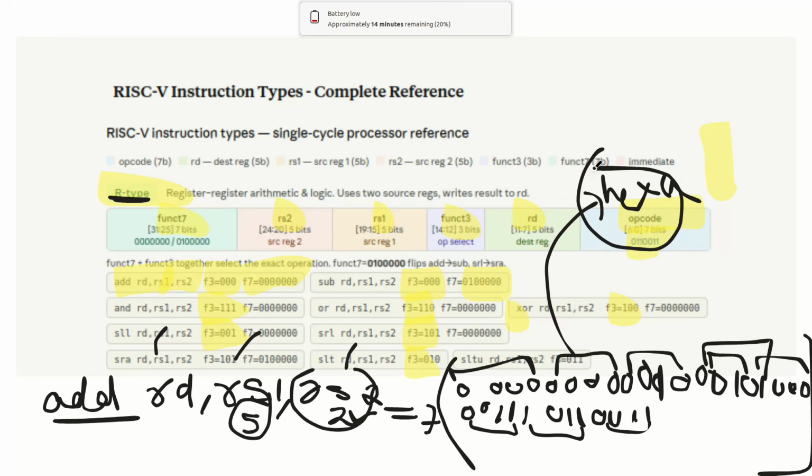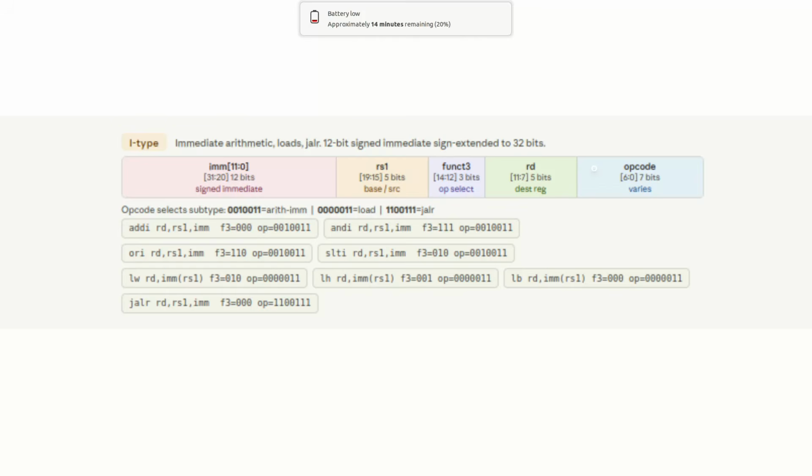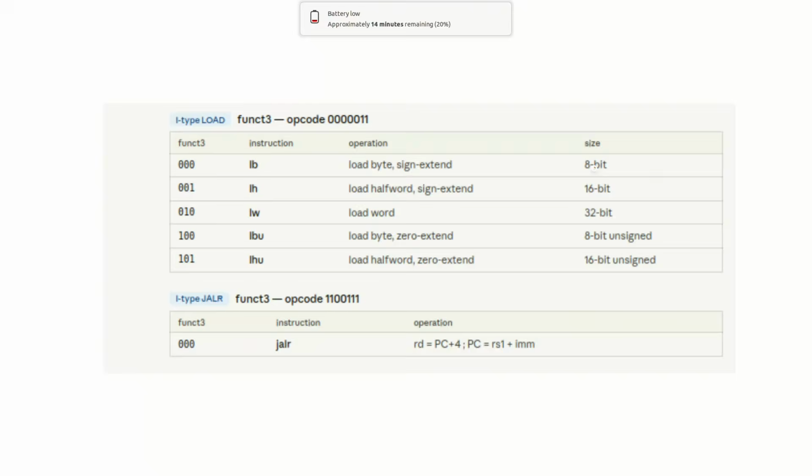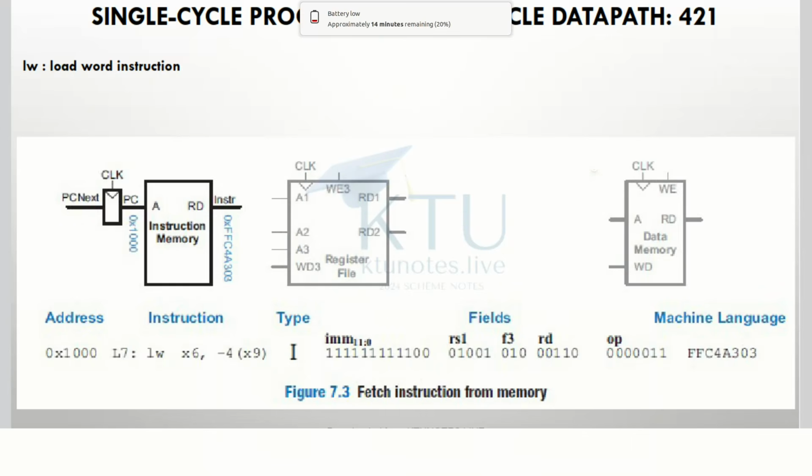I hope you understand how you can create machine language using the R type. Similarly, in the next video we will do I type, S type, B type, U type and J type. Then we will understand how you can implement it in the single cycle architecture.